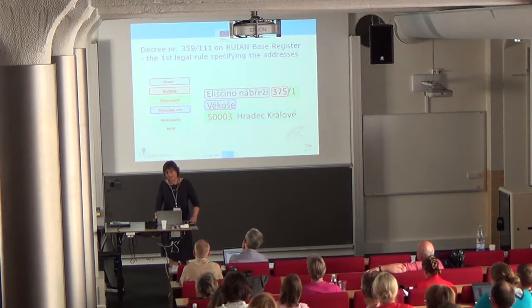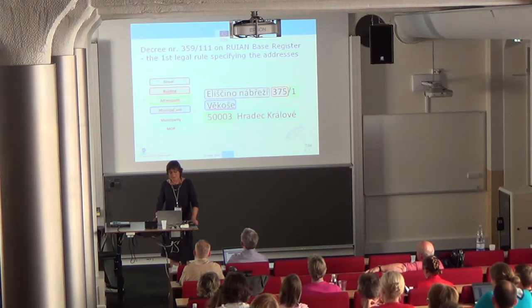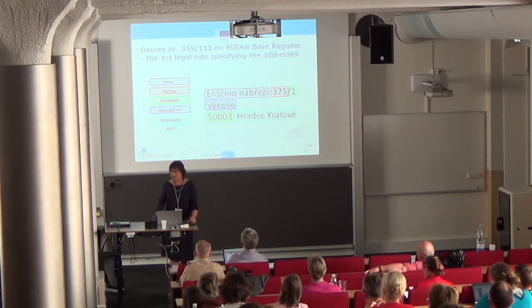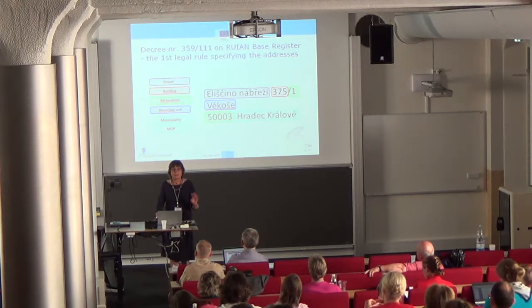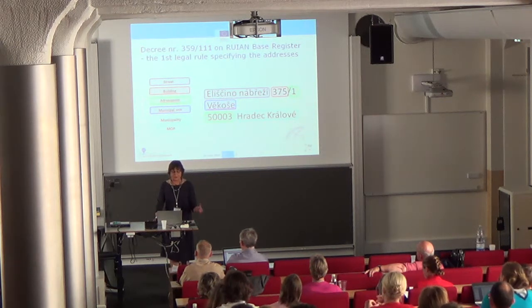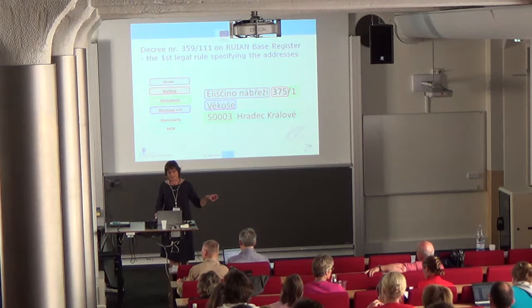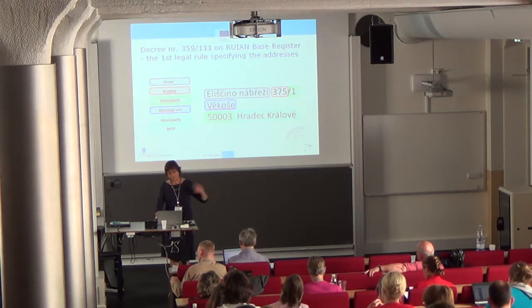And with this register, in fact, it was the first occasion when the way of describing addresses was defined by law. And since then, we have a unique source of addresses, and you see the colors are different. It means that there are different sorts of authorities involved in this address definition and constitution. So for the streets, these are municipal assemblies. For the buildings, these are building authorities. Address points are shared between the building authority and the municipality, and so on.